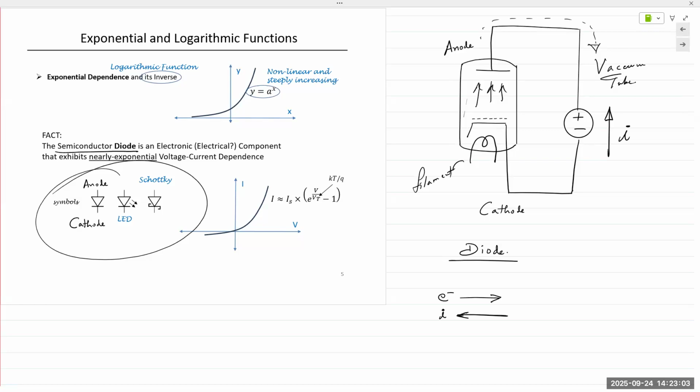Are there any LEDs in your kit, in your lab kits? There are LEDs too? Just one? Okay, interesting.